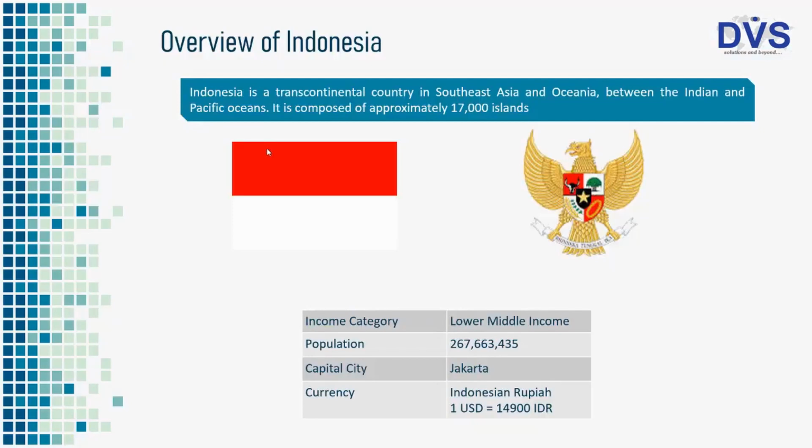So, brief overview: Indonesia is a transcontinental country situated between the Indian and the Pacific Oceans and consists of approximately 17,000 islands. It falls under the lower middle income group, and it is considered the fourth most populated country, with 267 million people. Jakarta is the capital city, and the Indonesian rupiah is the official currency. Just to understand the exchange rate, a dollar today is worth about 14,900 Indonesian rupiah.